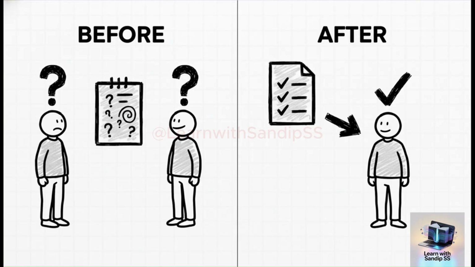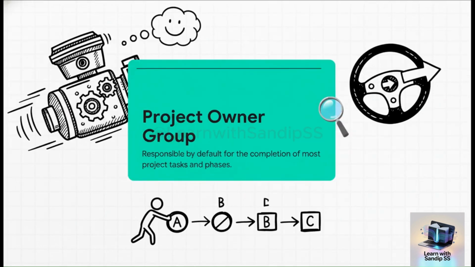Okay, so at its very core, the Project Teams feature is all about one thing: making absolutely sure that every single task has a clear owner. You can assign tasks to specific people or even whole groups, which finally gets rid of that awful, "Oh, I thought you were doing that" moment. We've all been there. Now, a key piece of this is the project owner group. The best way to think about them is as the project's designated driver. By default, they're the ones responsible for pushing everything forward, completing tasks, getting through the phases. They are literally the engine that keeps the project moving.